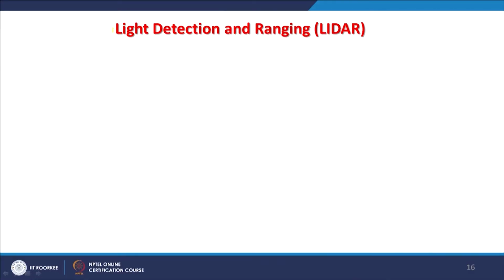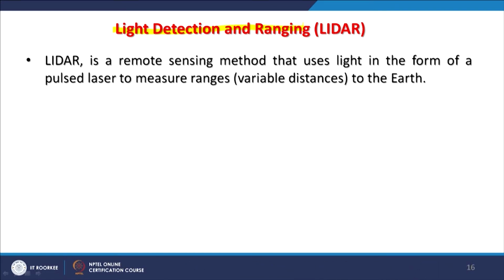Now another technique which we have touched on while discussing different methods of generating digital elevation models which are remote sensing based. This is a new development which has taken place in the last 7-8 years, that is light detection and ranging, or in short we call it LiDAR. Again, this is a remote sensing method which uses light in the form of a pulse laser to measure ranges, variable distance to the earth.